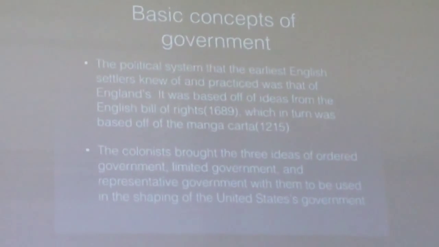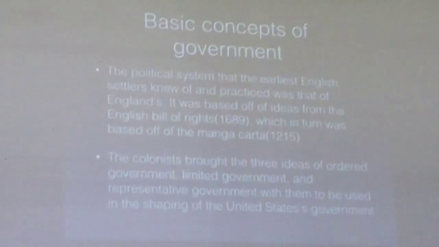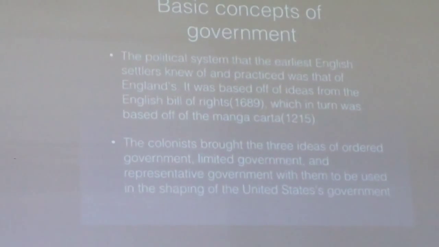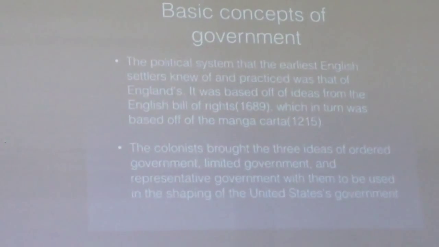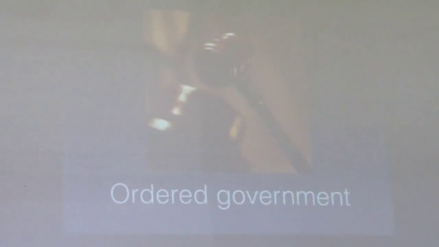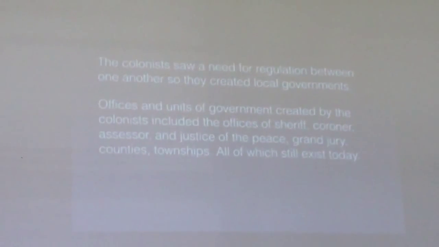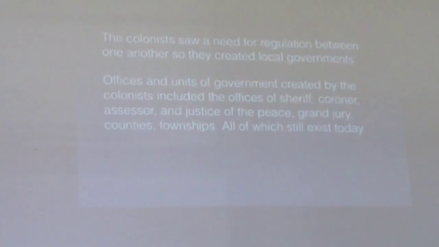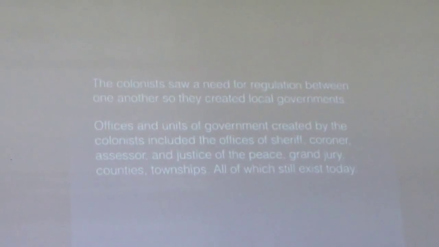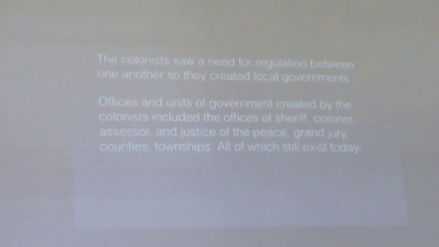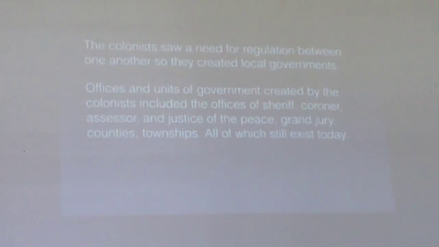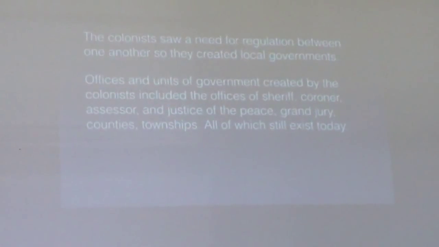The colonists brought the three ideas of ordered government, limited government, and representative government with them to be used in the shaping of the United States' government. Ordered government. The colonists saw a need for regulation between one another, so they created local governments. Offices and units of government created by the colonists included the offices of sheriff, coroner, assessor, and justice of the peace, grand jury, counties, and townships, all of which still exist today.